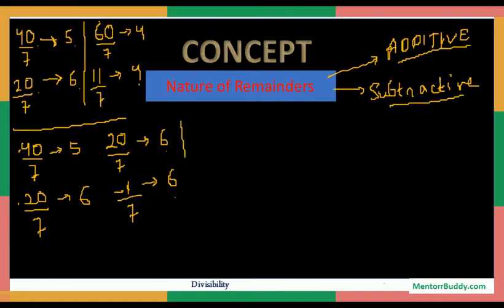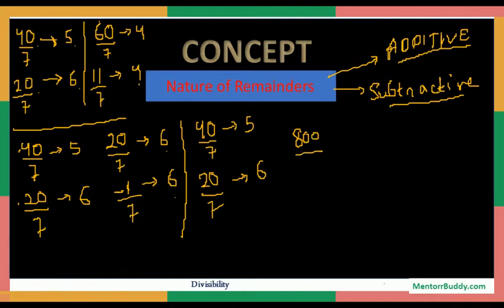Coming to another property, let's say 40 divided by 7, the remainder was 5, and 20 divided by 7, the remainder was 6. In the first case I added the two numbers and their remainders. In the second case I subtracted the two numbers and their remainders. In the third case I'm going to multiply the two numbers. So 40 into 20 will be equal to 800. Now when 800 is divided by 7, 7 times 1 is 7, 1 comes down, 7 times 1 is 7, 3 remainder, bring down 0, 30, 7 times 4 is 28, the remainder will be 2.